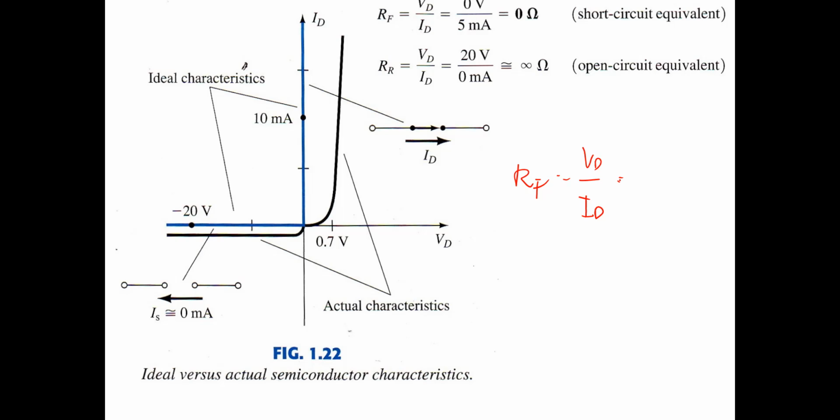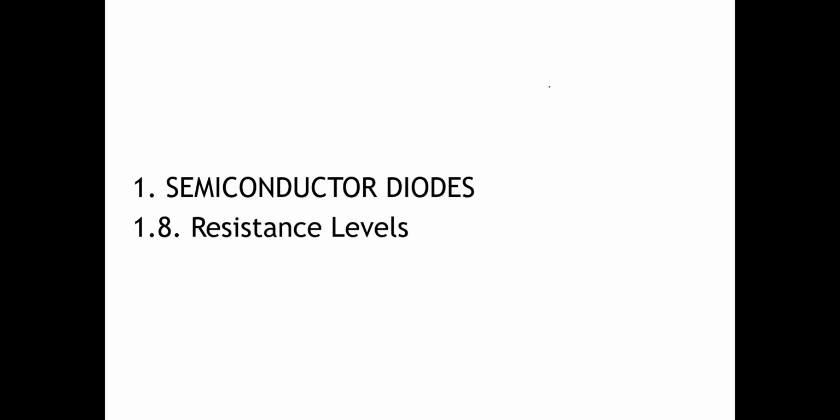In the short circuit equivalent, VD is 0. So if VD is 0, the current is 5. So we can get that this is a short circuit equivalent, where RF becomes 0. And in the reverse condition, if VD is very high but negative, ID is 0, there's no current. So the resistivity of the diode will be very high, like an open circuit equivalent.